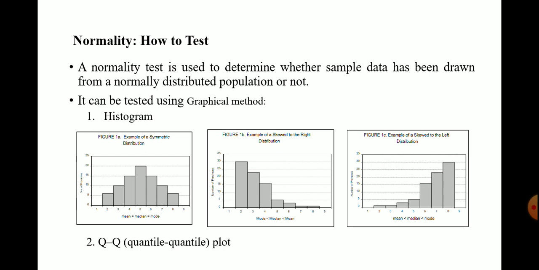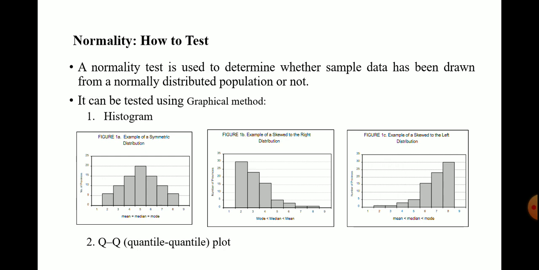And how can we test it? In your syllabus, the topic is how to test normality using descriptive statistics. But in econometrics we usually do not test normality using ordinary descriptive statistics. We usually refer to certain advanced methods. But your syllabus asks how to test this normality using descriptive statistics, so let me tell you that.